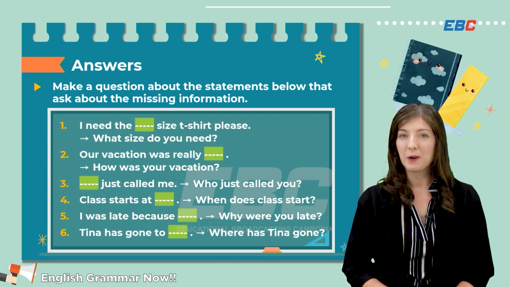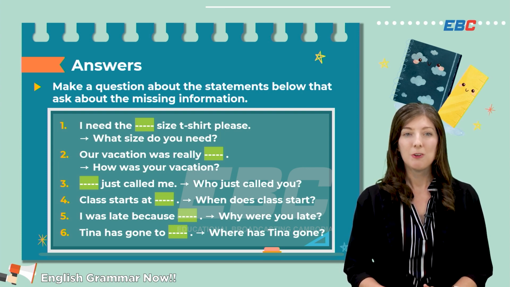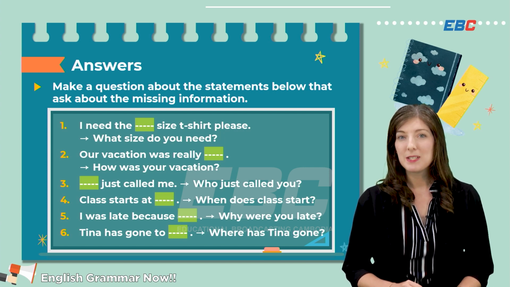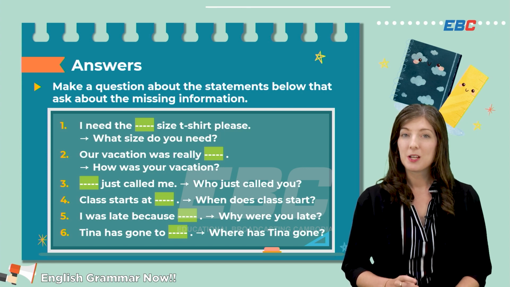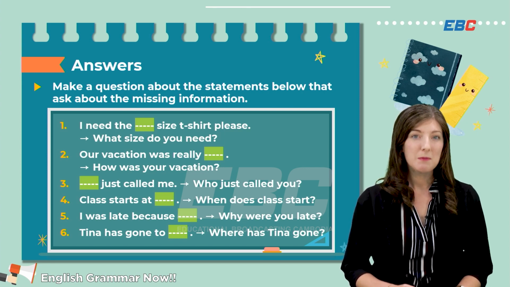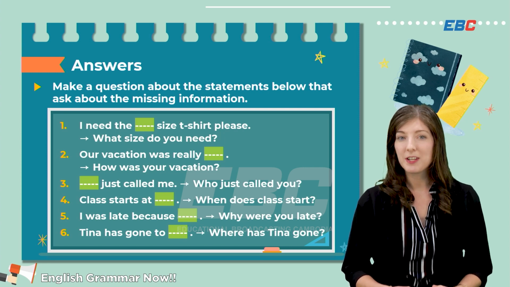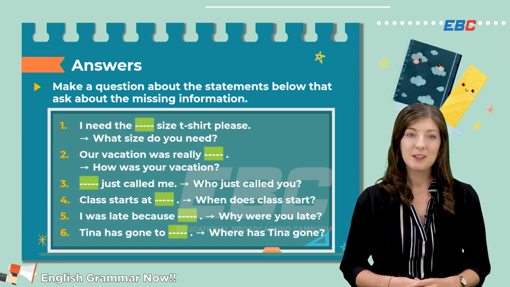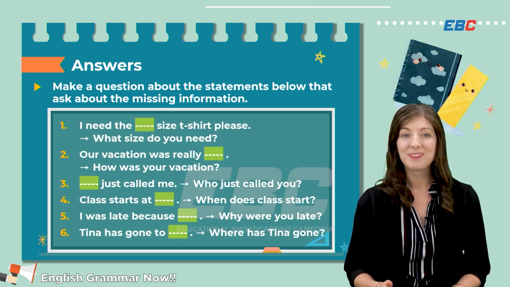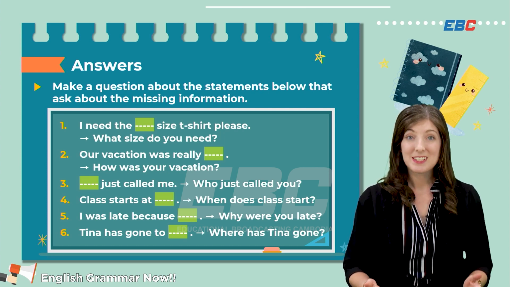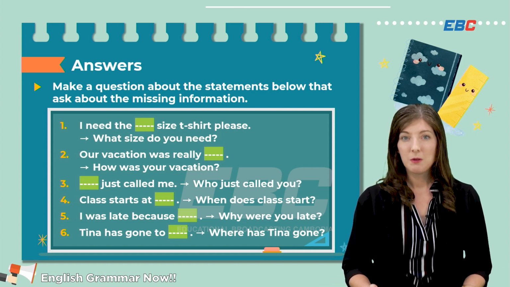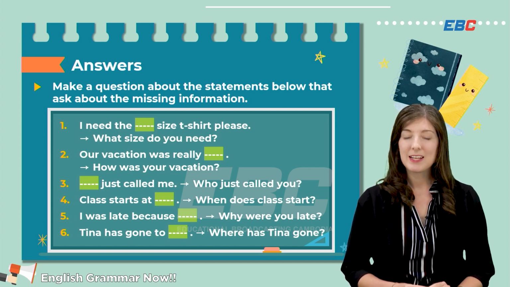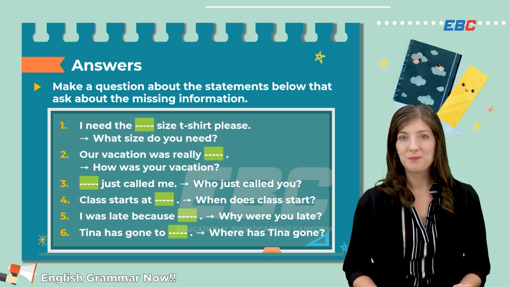Here are the questions we could write about each of these statements. For number 1, the part that is missing is probably the size. So we could ask a question, what size do you need? For number 2, the part that is missing seems to be a description of the vacation. So we could ask a question like, how was your vacation? For number 3, the part that is missing is the subject. And because we are using the verb call, probably it's a person. So we could ask the question, who just called you?